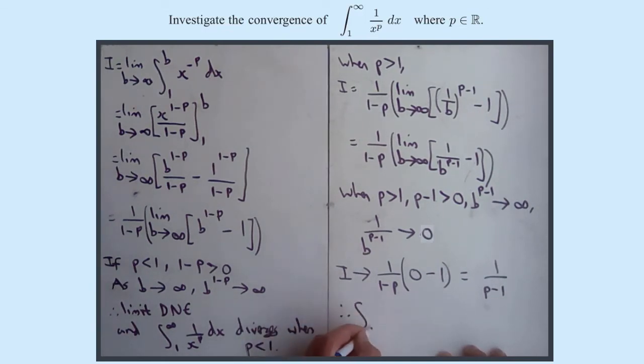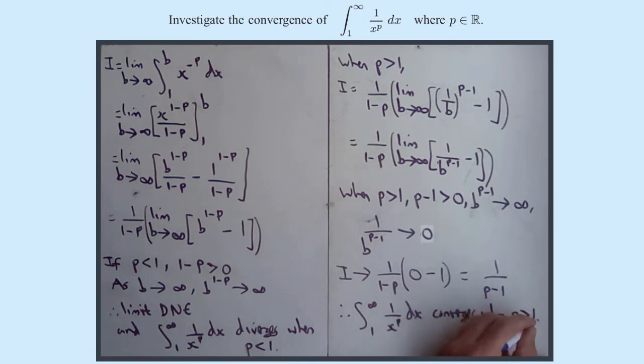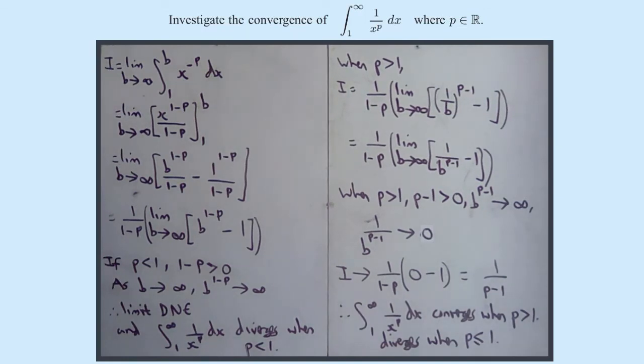So the integral between 1 and infinity of 1 over x to the p dx converges when p is greater than 1, and it diverges when p is less than or equal to 1. This is called the p series, and you can use it to evaluate convergence of other things if you can get them into a p series. We'll see more examples on it.